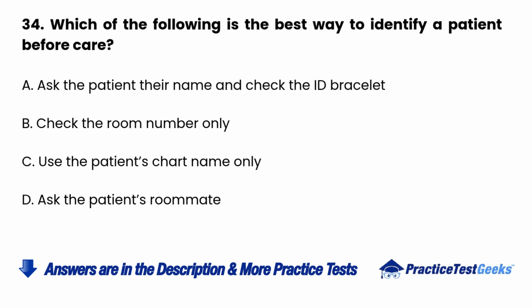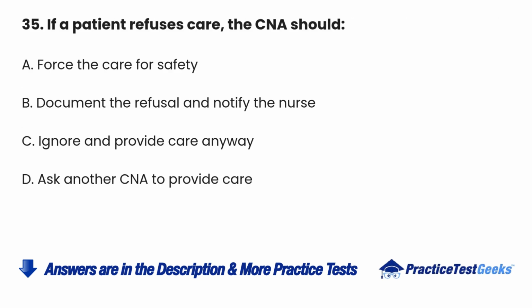34. Which of the following is the best way to identify a patient before care? A. Ask the patient their name and check the ID bracelet. B. Check the room number only. C. Use the patient's chart name only. D. Ask the patient's roommate.